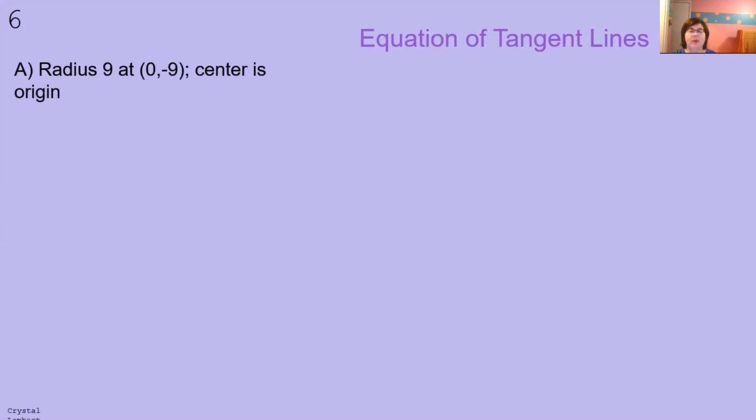Okay, so here we're looking for the equation of tangent lines. And in this instance, we have a radius of 9. We're looking for the tangent line of a circle when the radius is 9 and the point is at 0, -9. The center of the circle is the origin.